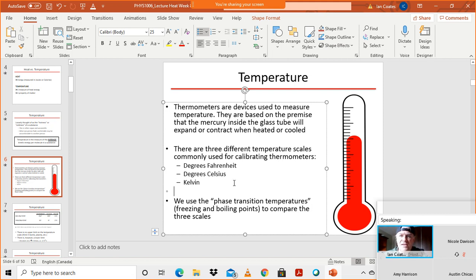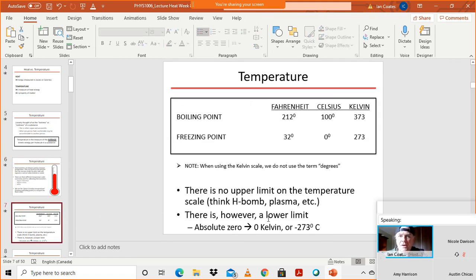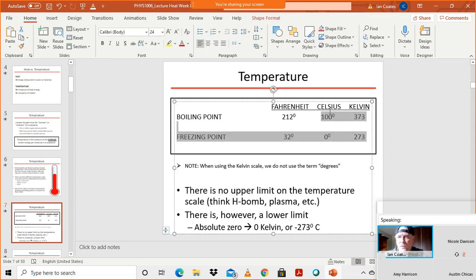We use the phase transition temperatures, freezing and boiling points, to compare the three scales. All right, good enough. So you have a look here. This is kind of rinky-dinky. I'm sure you guys are aware that the freezing point of water is 0 degrees, and the boiling point is 100 degrees. I don't think that I would ever ask you to remember that the boiling point of water in Fahrenheit is 212 degrees. No. If we were in Texas, I'm sure that would work as a good exam question, but not in my class, okay? The only things that I'm worried about are Celsius and Kelvin, okay?